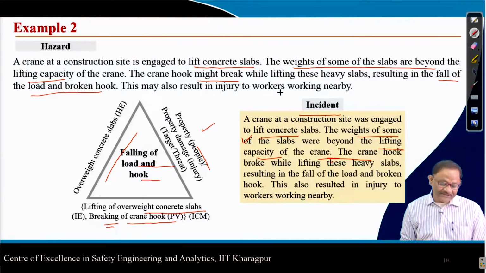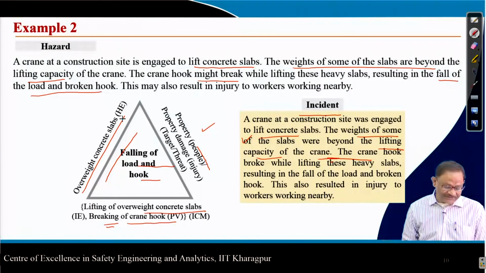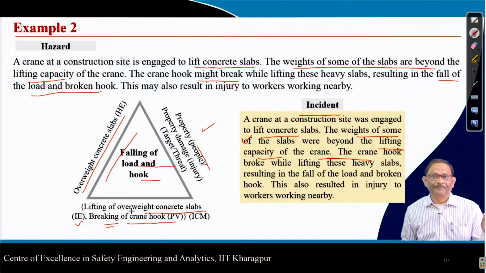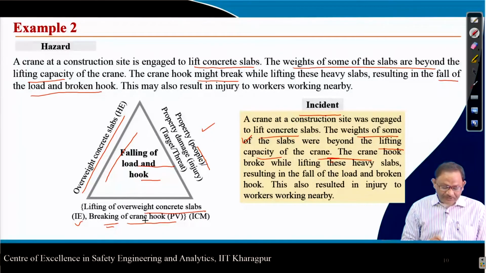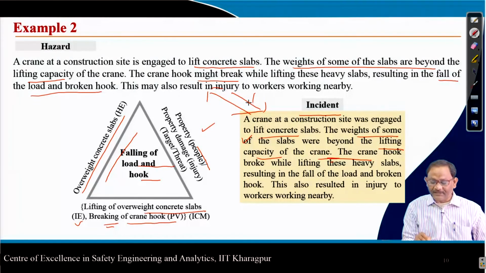So what is our hazardous element here? Overweight concrete slab. It should not be there, but sometimes it is. This is the energy. And then if you go by the incident causing mechanisms, lifting of the overweight concrete slab is the initiating event. It should not be lifted because it is overweight. The breakage of the crane hook is the pivotal event, which results in the fall of the load and the hook, and that may result in losses to people and property, and that is what is written here. And if you read the hazard and incident definition again, you will find the one-to-one correspondence, only the transition has taken place.